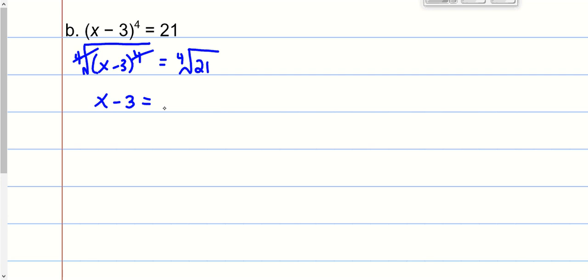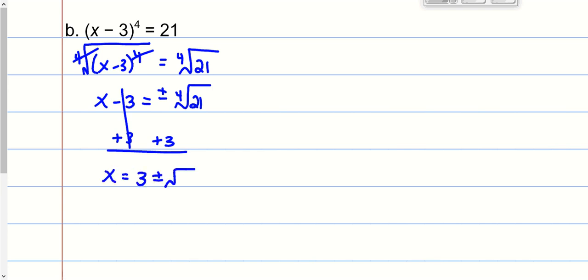So for right now, I'm just going to write this down, but it is an even power and an even root. So going back to the very first slide of the notes, we have to put a plus or minus anytime there's an even root. So plus or minus the fourth root of 21. For now, we're just going to leave it just like that. Now, add 3 to both sides of the equation. On the left, they cancel, and we get x equals 3 plus or minus the fourth root of 21.